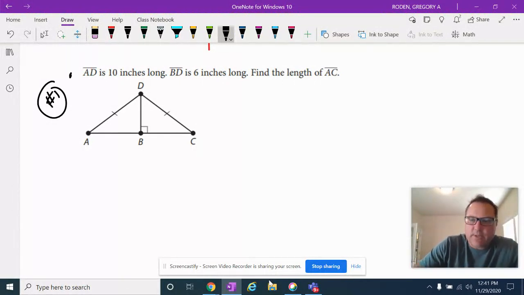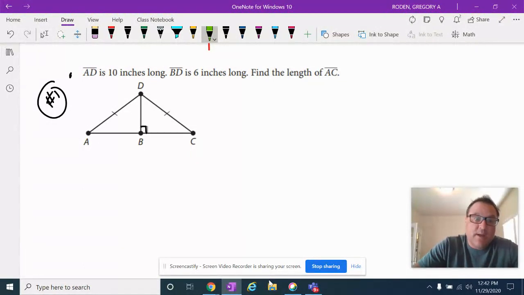So let's just read the question and do the work. It says AD is 10 inches long and BD is 6 inches long. Find the length of AC. Now, notice what you have right away. You know that this distance from A to D is equal to the distance from D to C. They were nice and told you this is a right angle, but they didn't even need to tell you that, because if the distance from A to D is equal to the distance from D to C, you right away know that it's a perpendicular bisector. So you know it's going to be a right angle.